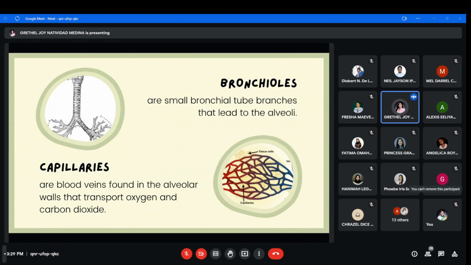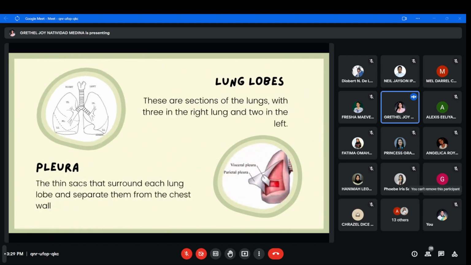Capillaries, these are blood veins found in the alveolar walls that transport oxygen and carbon dioxide. Lung lobes are the sections of the lungs with 3 in the right and 2 in the left, as you can see in the picture. Lastly, we have the pleura. These are thin sacs that surround each lung lobe and separate them from the chest wall. So mura siya og protection sa lungs.